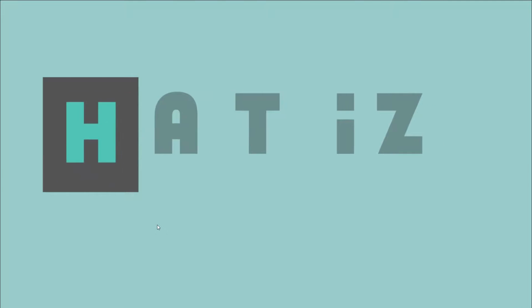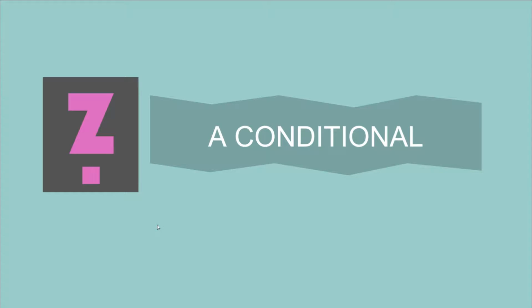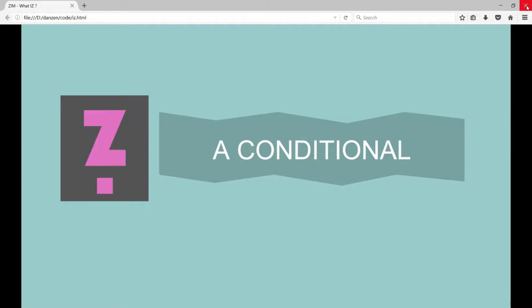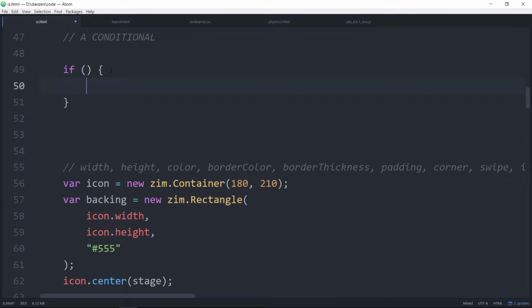What is a conditional? A conditional is an if statement. So we ask if something is true. Let's check it out. So we can say if what's inside these round brackets is true, we do what's in between the squiggly brackets.